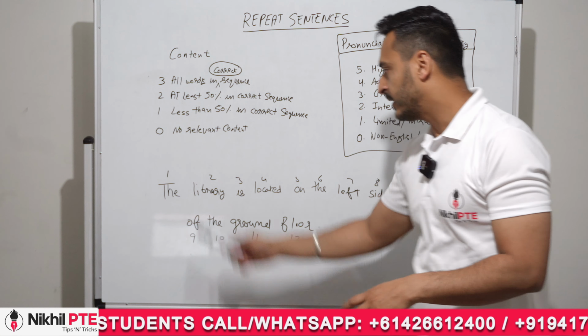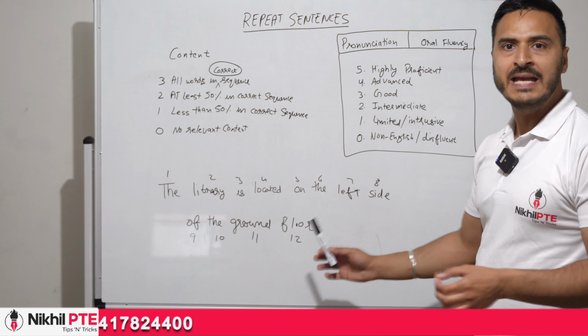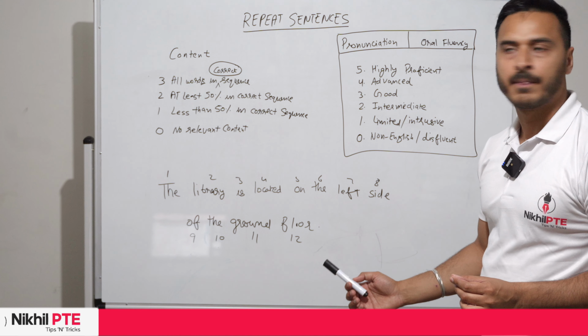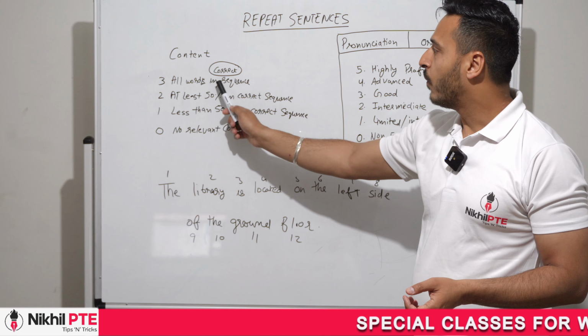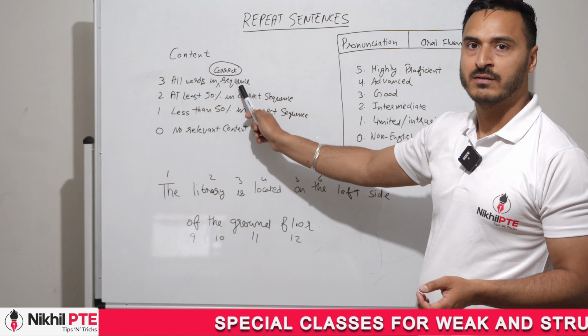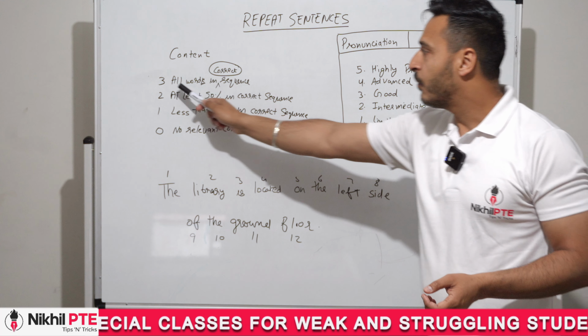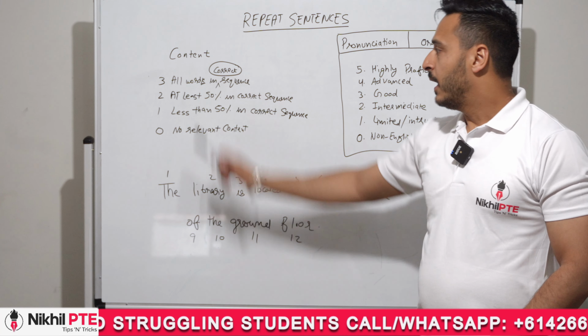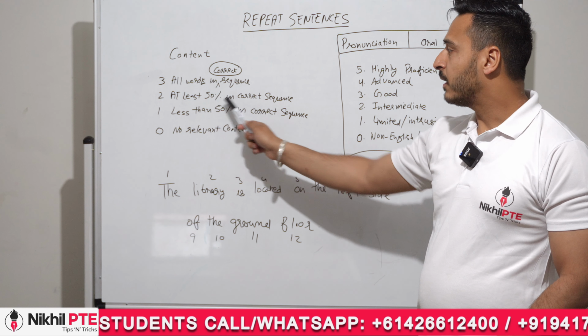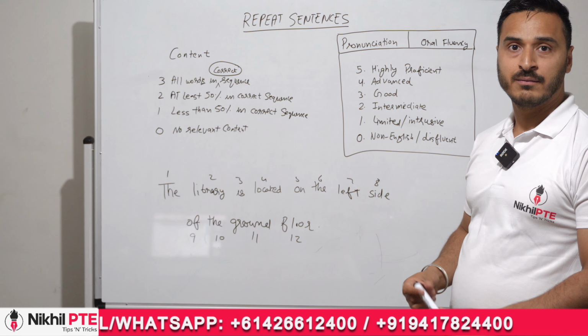Let's say this is the example. The library is located on the left side of the ground floor. Each and every word is content. If you speak exactly the same, all words in correct sequence, then you will get full marks, that is 3 out of 3. At least 50% in correct sequence, guys.